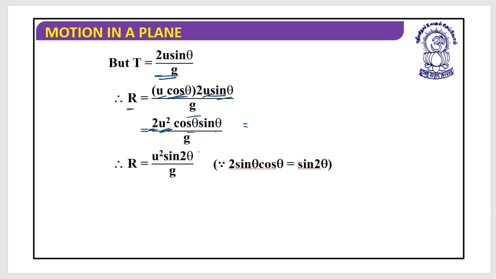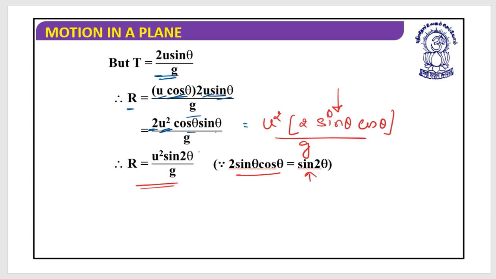Let's rearrange this and have a very important formula. It's u square multiplied by 2 sine theta into cos theta divided by g. So 2 sine theta cos theta can be written as sine 2 theta. Do you remember this? We have already discussed this formula in the sessions of vectors. So this is sine 2 theta, which can be written as 2 sine theta cos theta, and this is equal to u square sine 2 theta divided by g. Yes, our range is equal to u square sine 2 theta divided by g.